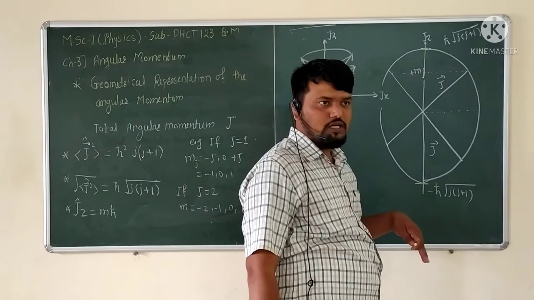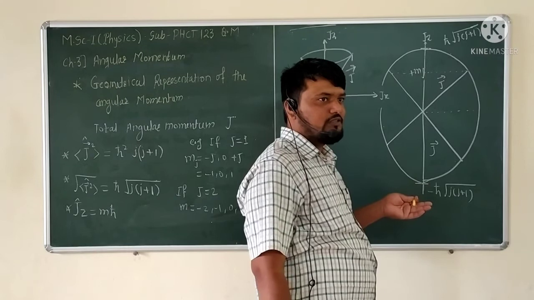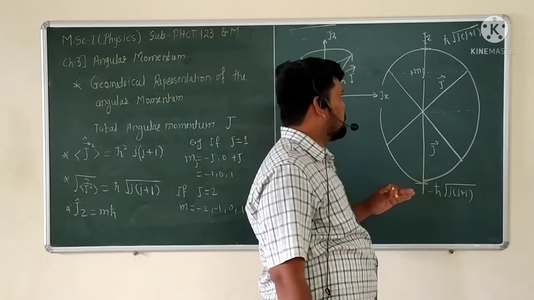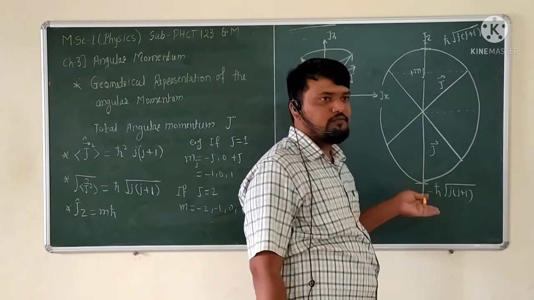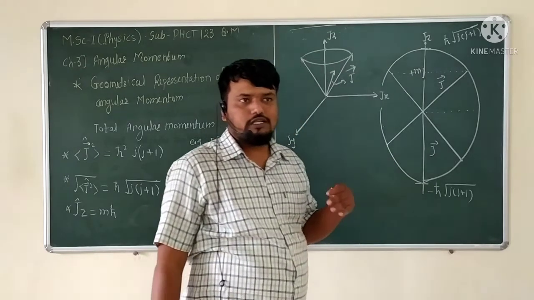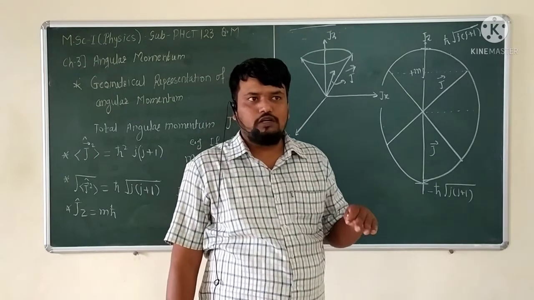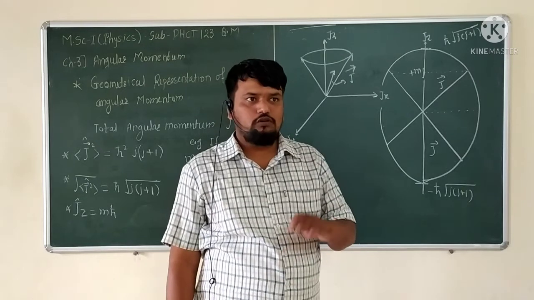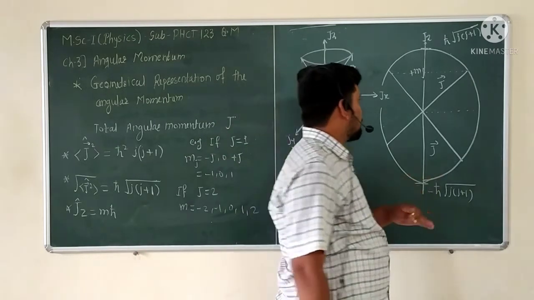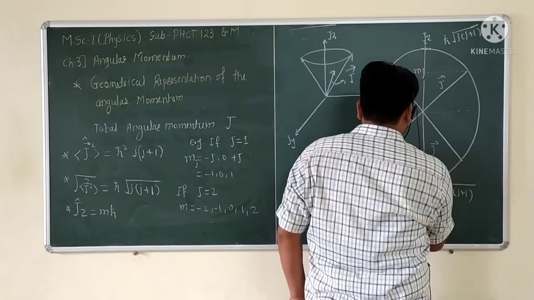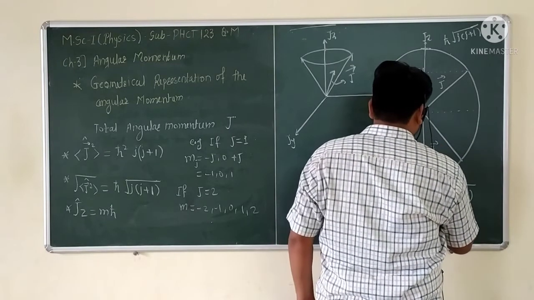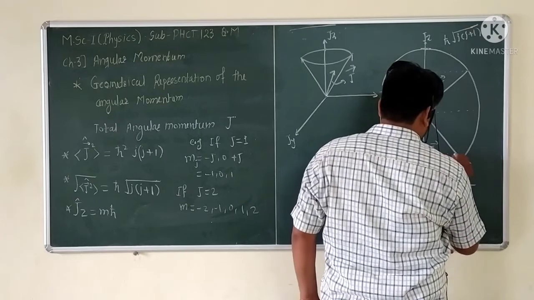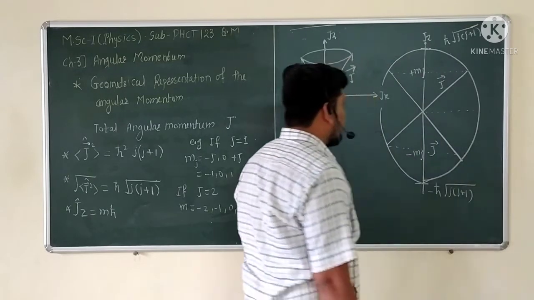If j is equal to 1, then mj runs over minus 1, 0, plus 1, and so on. If j is equal to 2, then mj runs from minus 2, minus 1, 0, plus 1 and plus 2. So that depends on this value, and for the negative of the point, this is nothing but the minus mj value, okay.